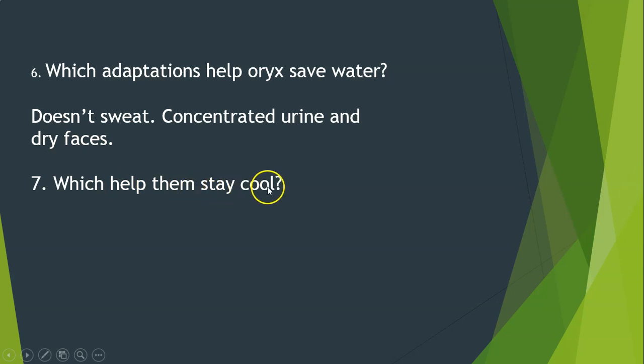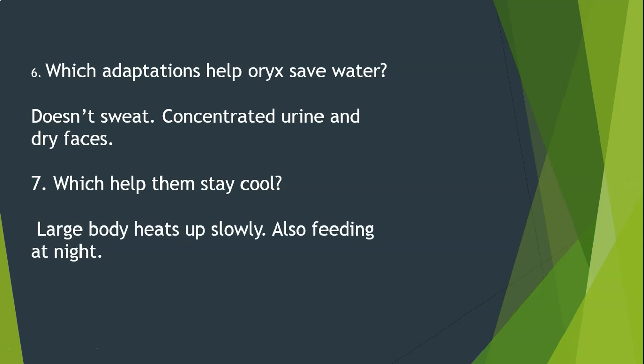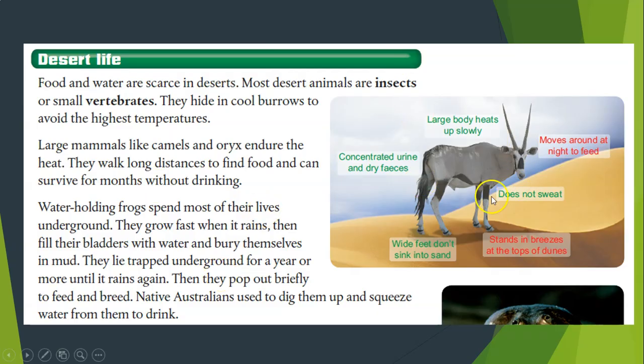Which help them to stay cool? It has a large body, heats up slowly, and also feeds at night. These are the features of oryx that help it withstand the high temperature. It has a very large body that gets heated very slowly, and it moves around at night to feed. It finds its food during the night time.